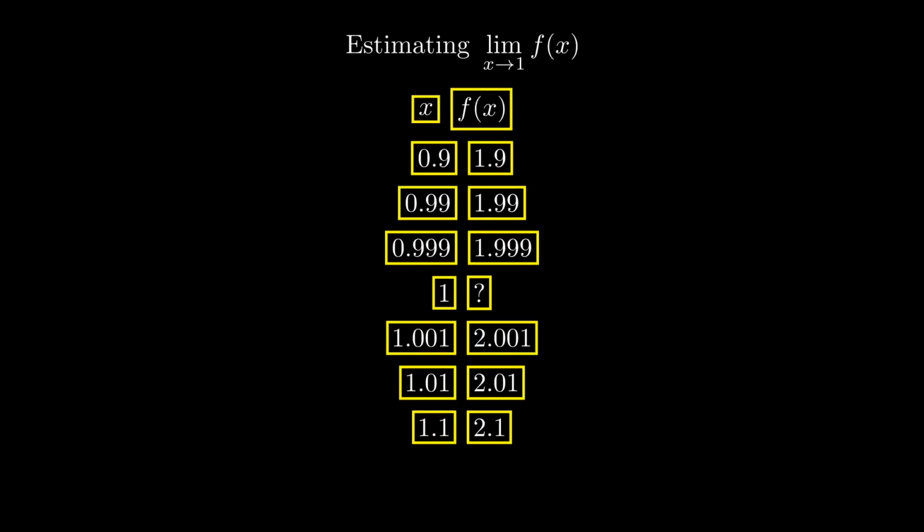Now observe this table and find the limit as x approaches 1 for f of x. As we can see, as x goes from 0.9 to 0.99 to 0.999, f of x goes from 1.9 to 1.99 to 1.999. This is clearly approaching 2 from the left-hand side. Now let's look at the right-hand side. When x goes from 1.1 to 1.01 to 1.001, f of x goes from 2.1 to 2.01 to 2.001. Clearly, this is also approaching 2. So the answer to this is 2.